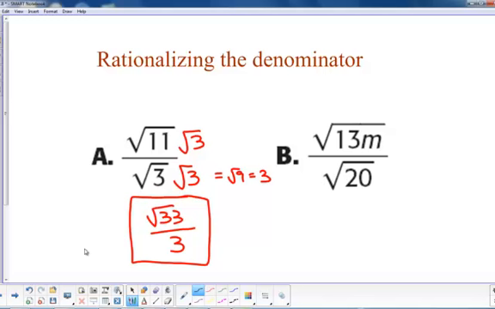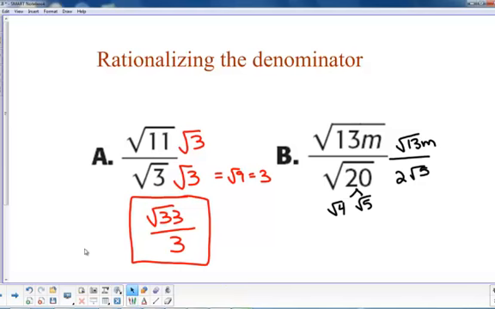Root 20 you can break down, and you should do that before you get that square root off the bottom. So this is really root 4 times root 5, which is 2 root 5. And on top we still have our root 13. So now we're going to get that root 5 off the bottom by multiplying both the top and the bottom by root 5. 13 times 5 is 65.